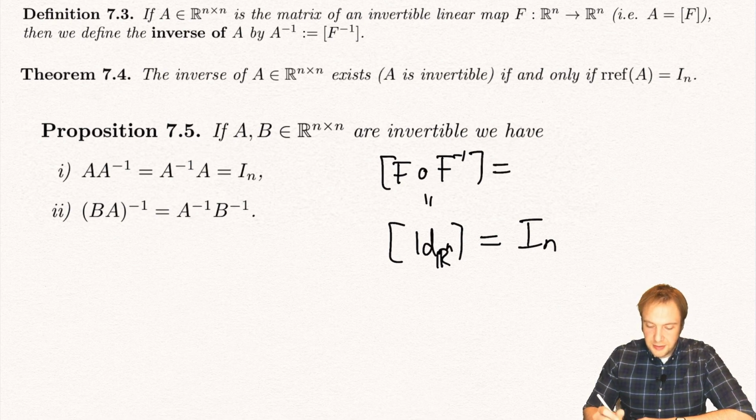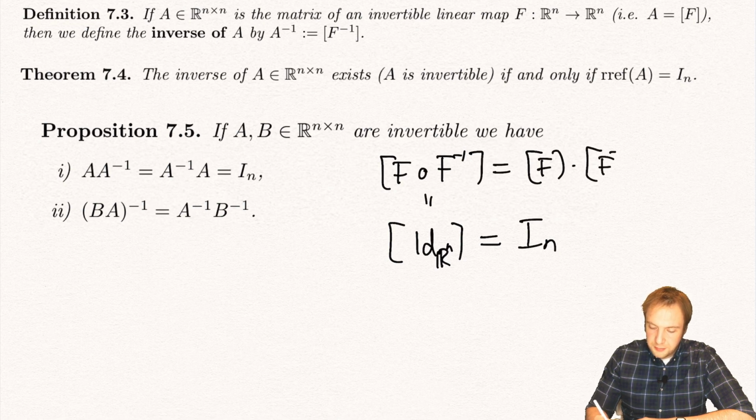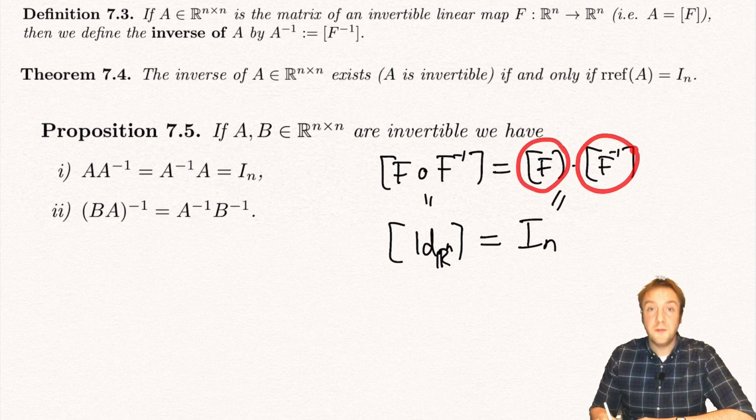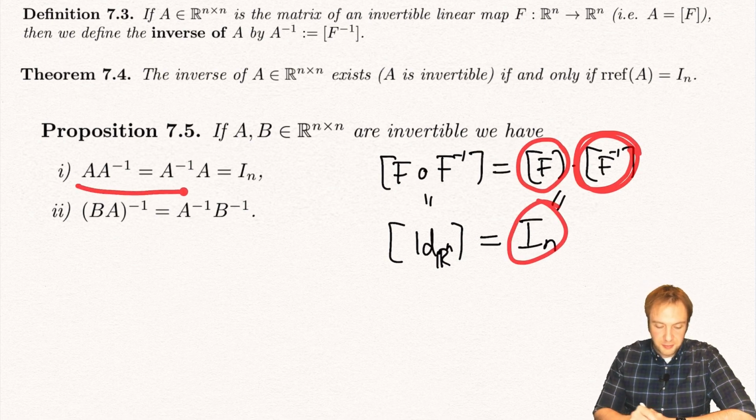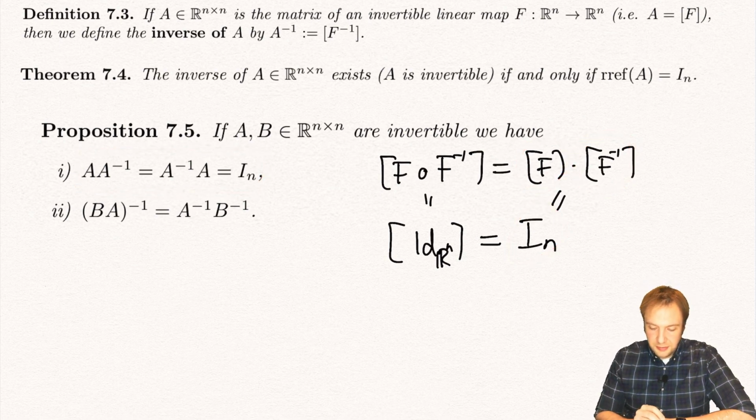And last time we saw that the matrix of the composition of two maps is just given by the product of the corresponding matrices. And therefore you see that the product of a matrix and the inverse matrix is exactly the identity matrix. So this gives this statement here. And also because I can swap this order, we also see that A inverse times A equals the identity matrix.